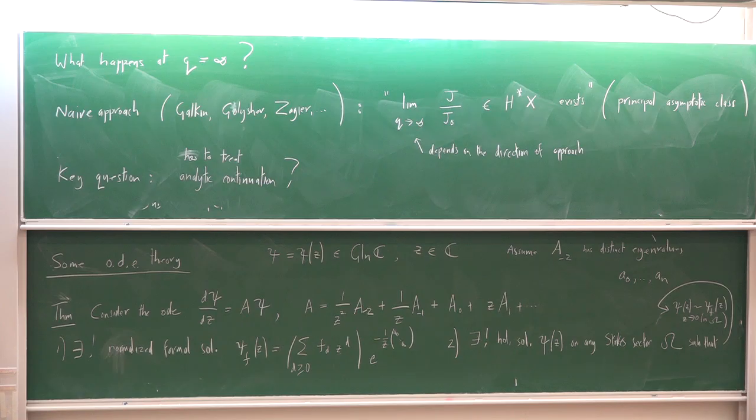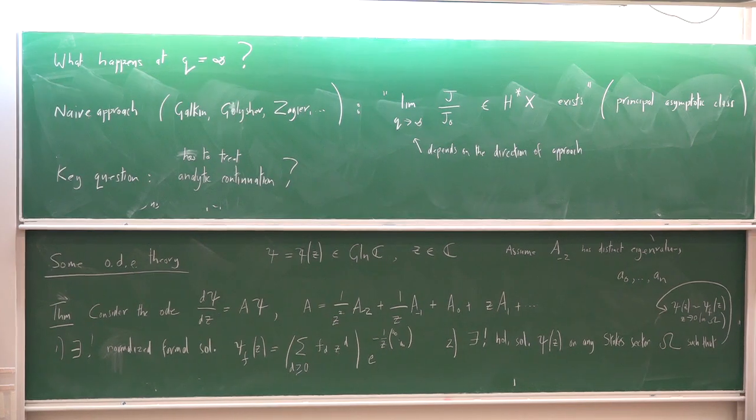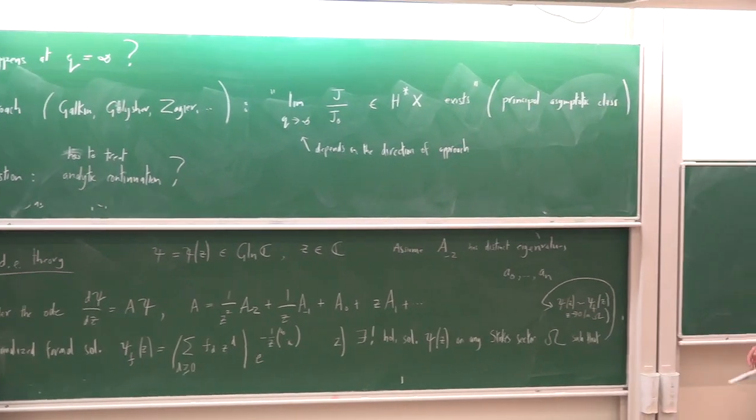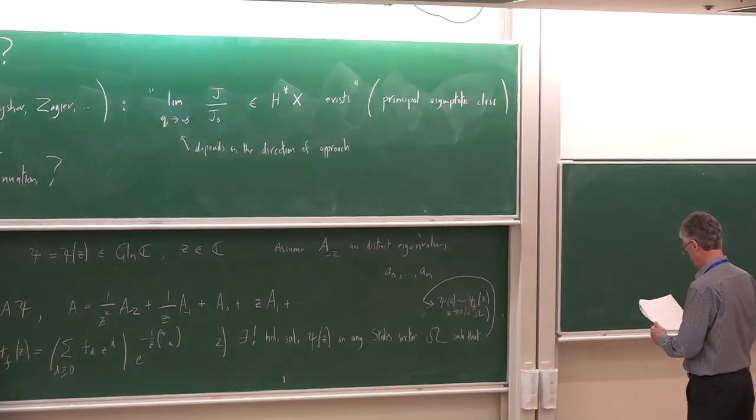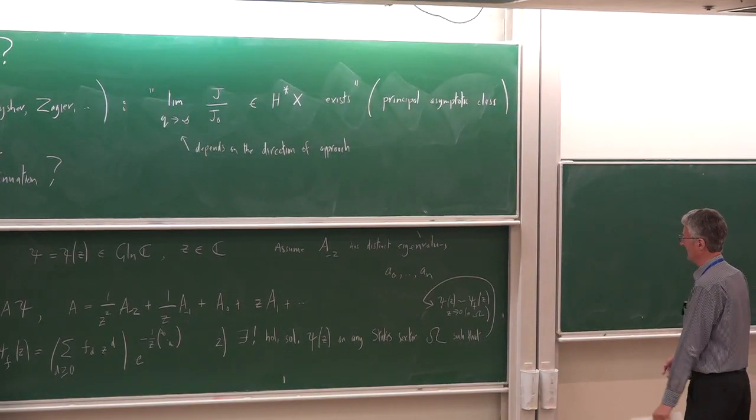But of course, when you take a different sector, you get a different solution, although the asymptotics will always be the same. The formal solution doesn't change, but the holomorphic solution depends on the sector. So this is a well-known theorem, which is due to many people.